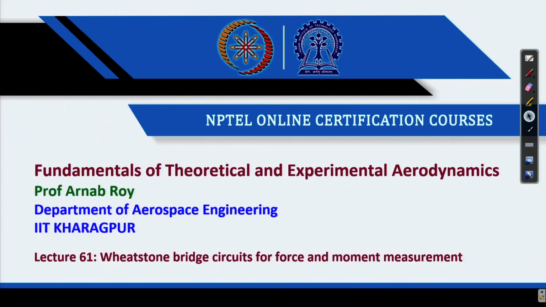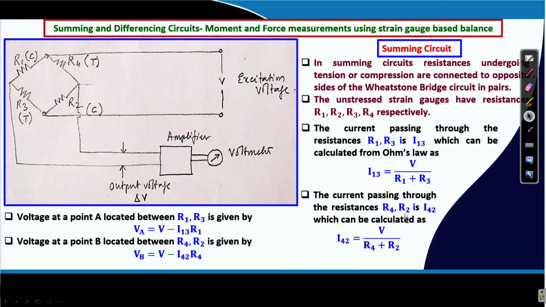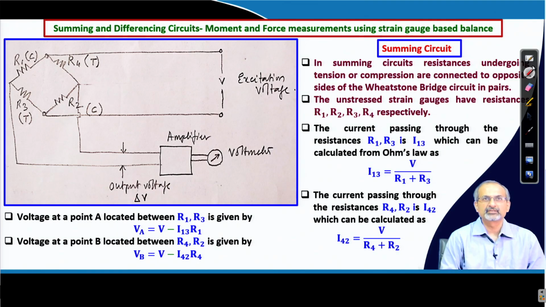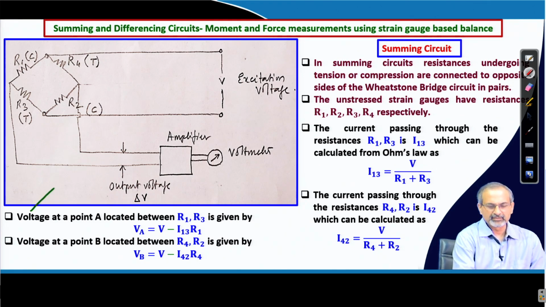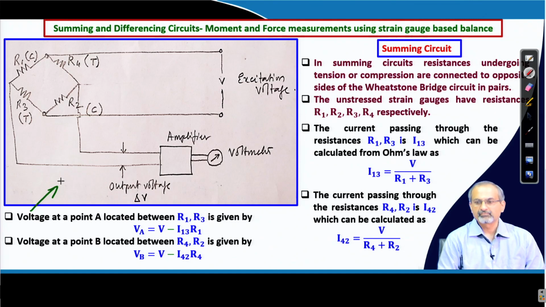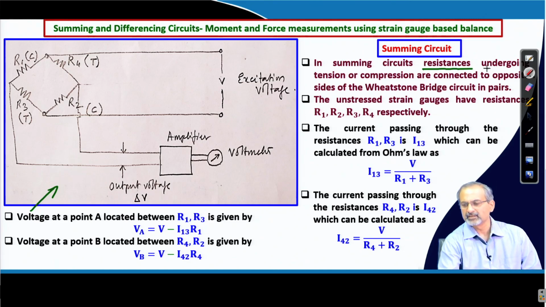In this lecture, let us continue our discussion on Wheatstone bridge circuits applied to force and moment measurements. In the previous lecture, we had introduced summing and differencing circuits. We are recalling the summing circuit here. In summing circuits, the resistances undergoing tension or compression are connected to opposite sides of the Wheatstone bridge in pairs.